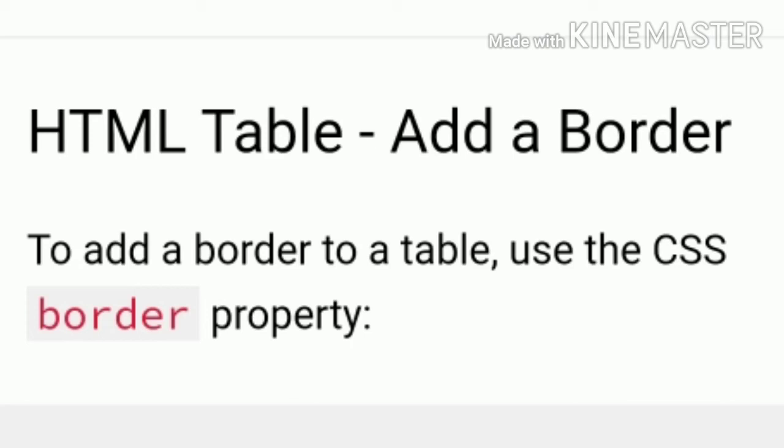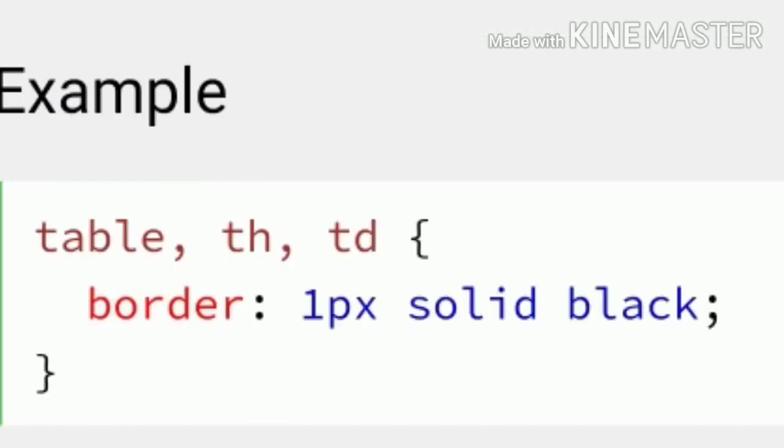Simply write an HTML program: html, head, then style. Inside style, write table, th, td, then open curly braces: border colon 1px solid black, ended with a semicolon. Then close the curly braces.